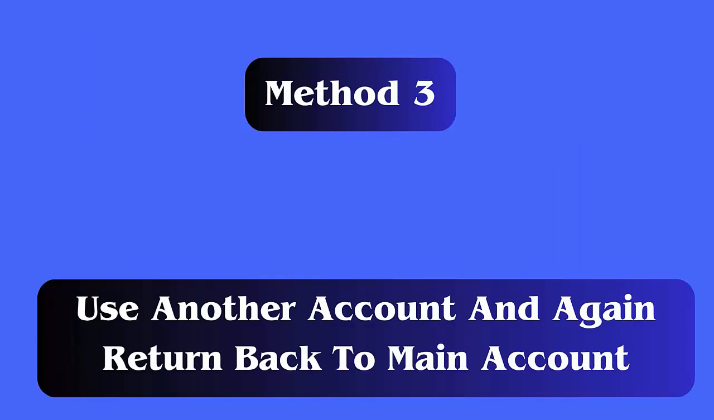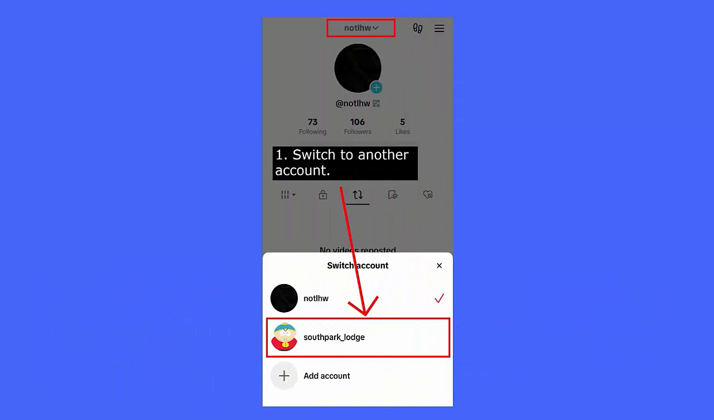Method 3. Use another account and then return back to the main account. Follow the steps. First, launch TikTok on the phone and open profile. Now, click on username, switch to another account. Click on the plus icon and then try to use photo mode by selecting a few pictures and posting them as private. After that, force stop the app and open it again. Then, return to your main account. Now, try to use photo mode.